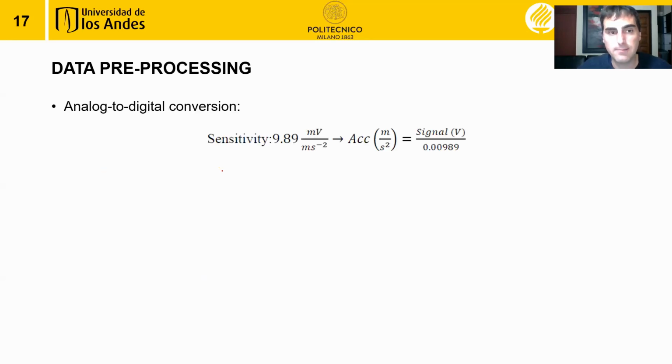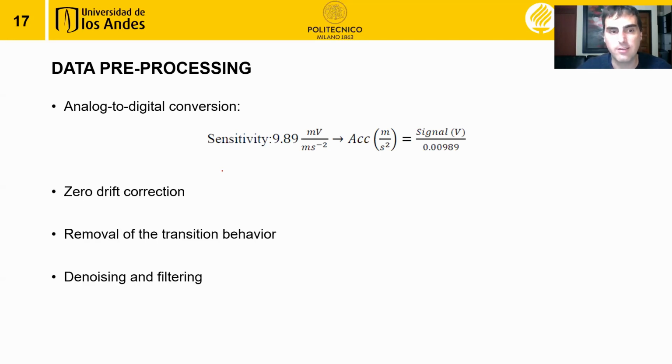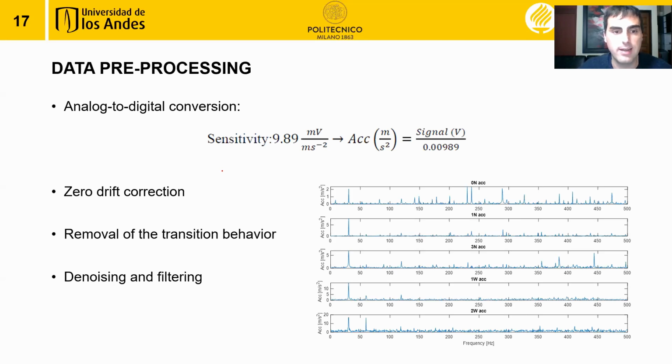Then we did the data pre-processing, in which we have the analog to digital conversion in order to move from a voltage signal to a signal of acceleration. Then we corrected some errors like zero drift. We removed the transition behavior, since the data were characterized by a transition behavior and a steady state behavior.